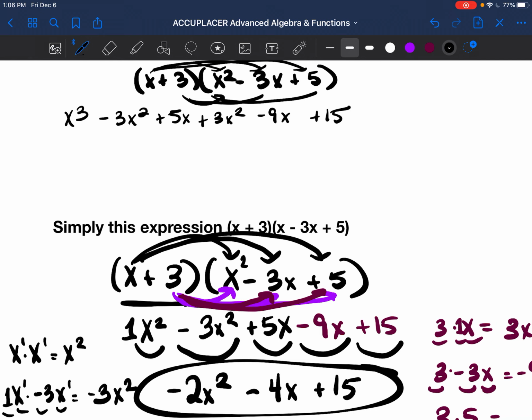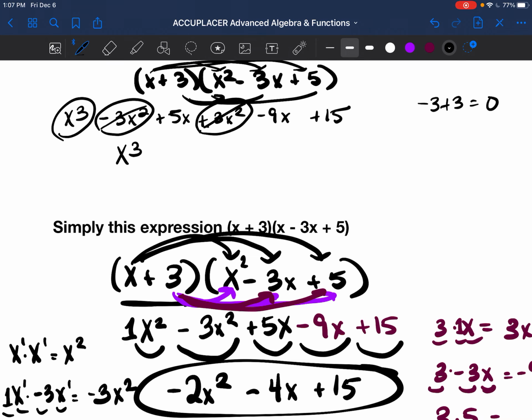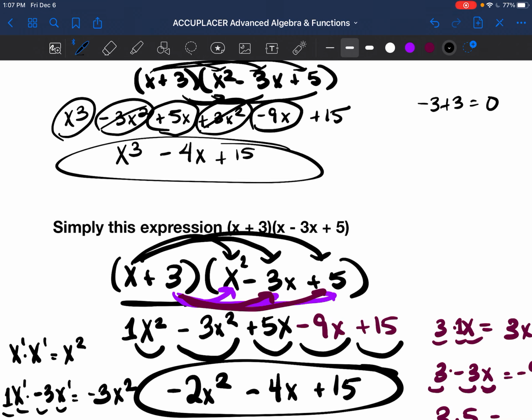Okay, and now we'll just add them all together. So it's x to the third power, and there's nothing to combine that with. And then we're going to combine the x squareds. Negative 3 plus 3 is 0, so they cancel each other out, which is interesting. And then we're going to combine 5x and negative 9x, because those are like terms, which would be negative 4x plus 15. So that would be our answer.